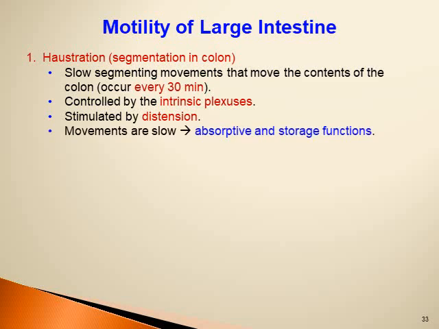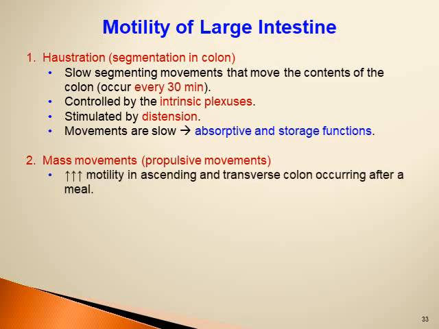Movements are slow, and these slow movements will allow the absorption of water and also give a chance for storing the fecal material until the conditions are suitable. So movements are slow, leading to absorptive and storage functions. The other motility pattern of the large intestine is the mass movements. These are propulsive movements. Usually haustrations occur in the proximal part of the large intestine, while mass movements occur in the distal part of the large intestine.